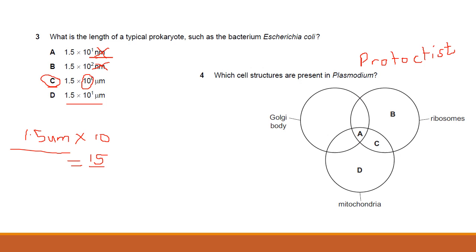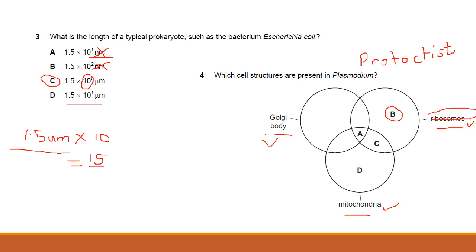So in that case, when you're looking at the cell structures that would be present in Plasmodium, you have to think of it as looking for the cell structures that would be present in a eukaryote. So would a eukaryote have ribosomes? Yes. Would a eukaryote have mitochondria? Yes. Would a eukaryote have Golgi body? Yes. Now, I know these Venn diagrams for some students can be quite confusing because they're not really sure what it means. So the best way to explain it is that whatever option you see beside the circle, that's the option it's pointing to.